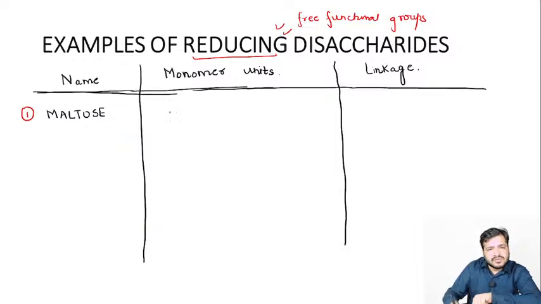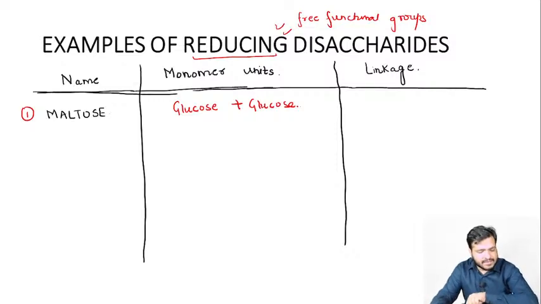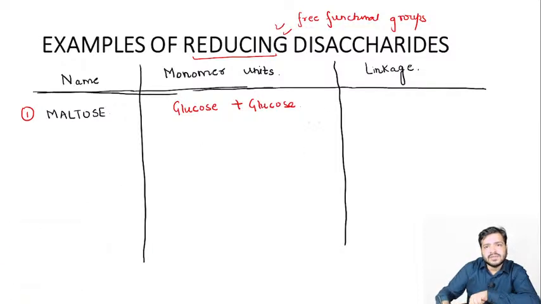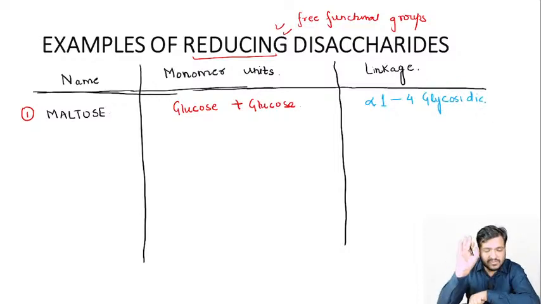Now this maltose is basically formed of monomer units, that is glucose plus glucose, and over here the linkage which is involved is the alpha 1 to 4 glycosidic linkage. I will explain this. I will draw the diagram also, so don't worry.